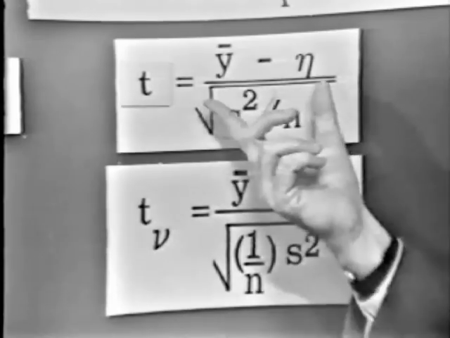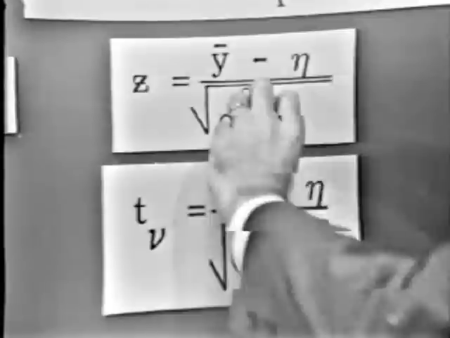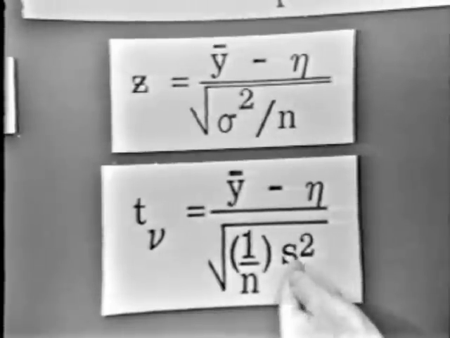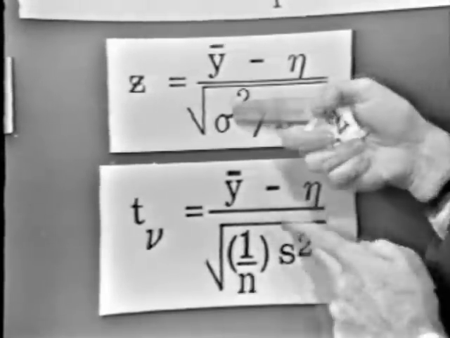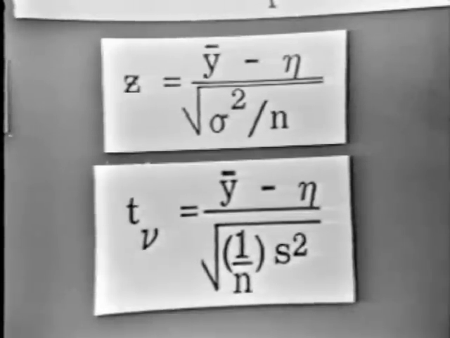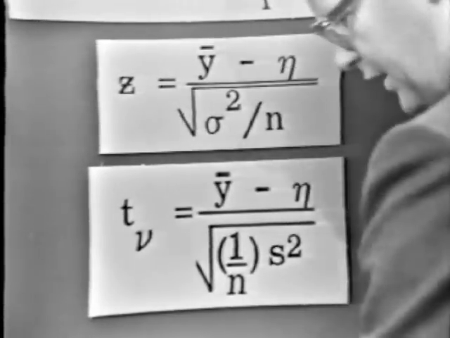So you notice there's a similarity between these two formulas. Here's the original formula for the normal deviate, where we had sigma squared underneath the square root sign. Here we have s squared under the square root sign. And of course what you see here are two expressions, sigma squared over n, or 1 over n times s squared. They're obviously equivalent. What I'm going to do now is substitute in this equation for t the values we currently have.